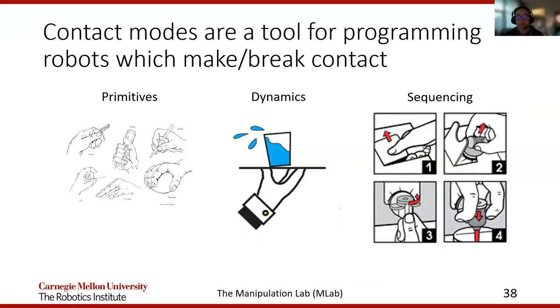Okay. To recap, contact modes are a tool for programming robots which make and break contacts. They're an interesting theoretical tool for helping you classify various primitives. They divide the space of the dynamics into locally smooth regions. And we've seen how they can be useful for sequencing manipulation actions together.